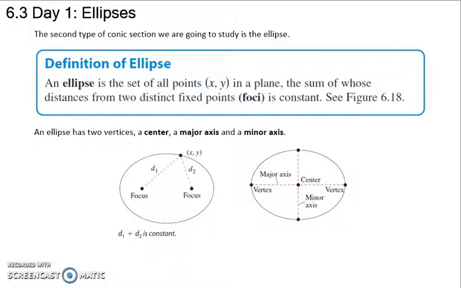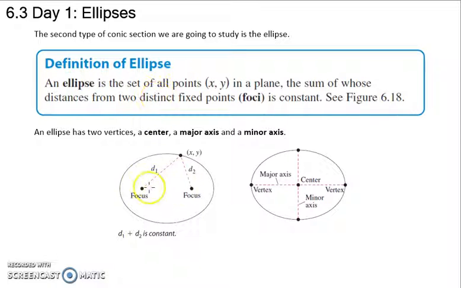So you see on the screen right now the definition of an ellipse is the set of all points in a plane, the sum of whose distances from two distinct fixed points, called the foci, is constant. Then you can look at figure 6.8 right below it to see what we're talking about.